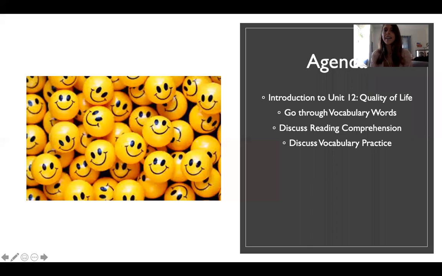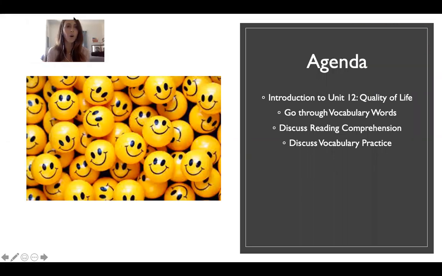The agenda for today is to go through an introduction of Unit 12, which is called Quality of Life. We're going to go through some vocabulary words, then we're going to do a reading comprehension and vocabulary practice.